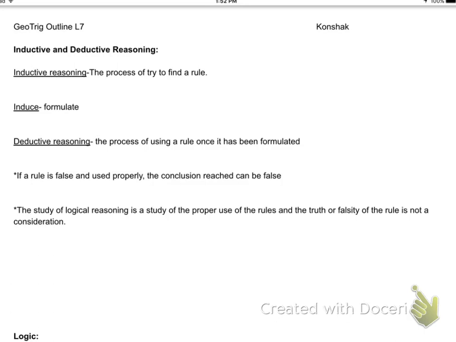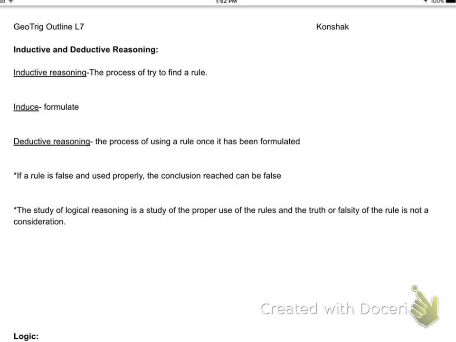We have this thing called induce. It's to formulate. It's to come up with some kind of rule. And then we have deductive reasoning. Deductive reasoning is the process of using established rules that have been formed to find something new.